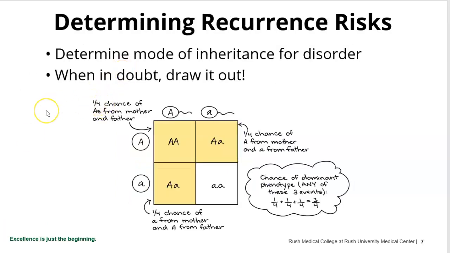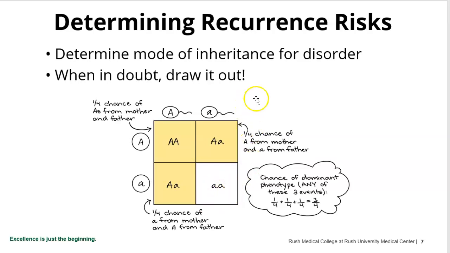So now we're going to talk about recurrence risk. If one parent is a carrier for a recessive disorder and the other parent is a carrier for the recessive disorder, both parents could give the normal allele. Mom could give the normal and dad could give the abnormal. Mom could give the abnormal and dad could give the normal. Or both parents could give the abnormal allele.